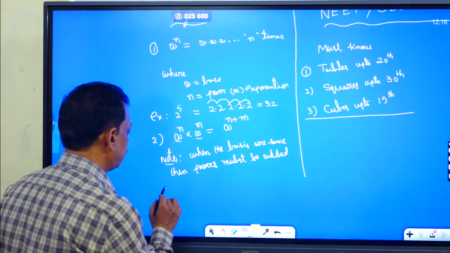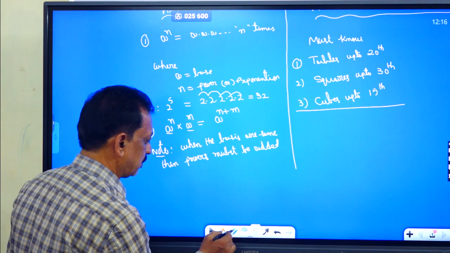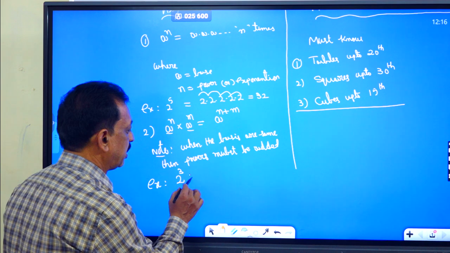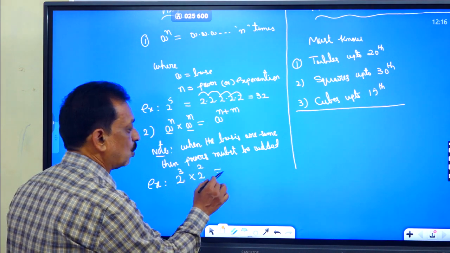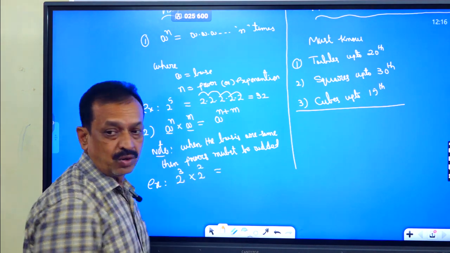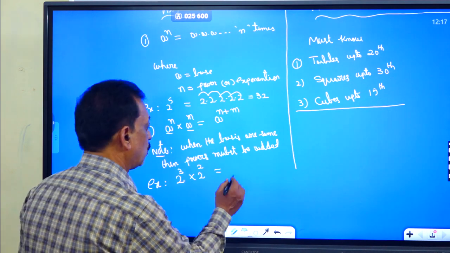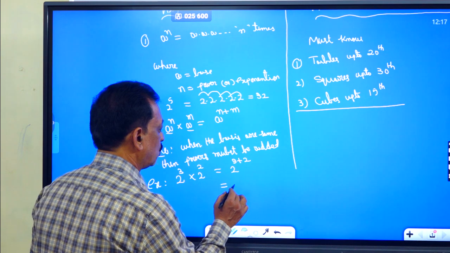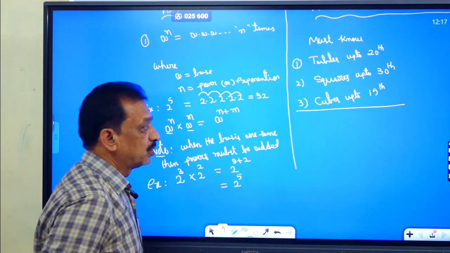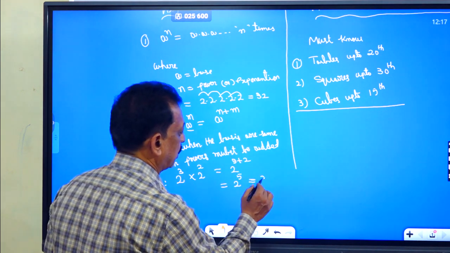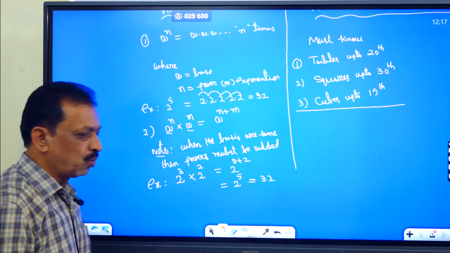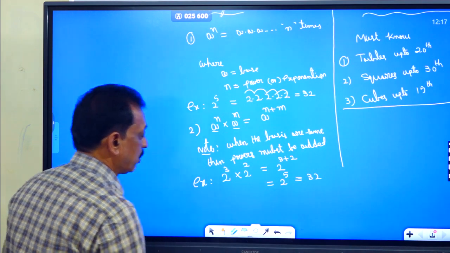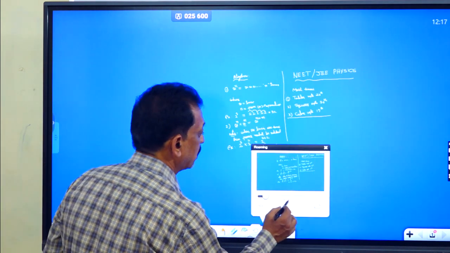Example: 2 to the power of 3 into 2 to the power of 2 is equal to 2 to the power of 3 plus 2, that is 2 to the power of 5. So we directly get the value 32. Up to here we are happy. Now coming to the next one.